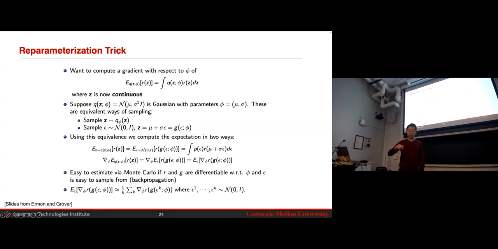Not sampling Z from the full data distribution with that mean and variance, which depends on phi, but rather sampling based on a standard Gaussian before transforming it into what it would have been if I had sampled from the original distribution.